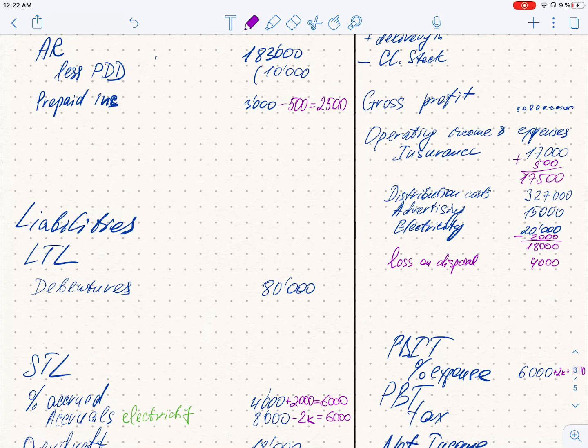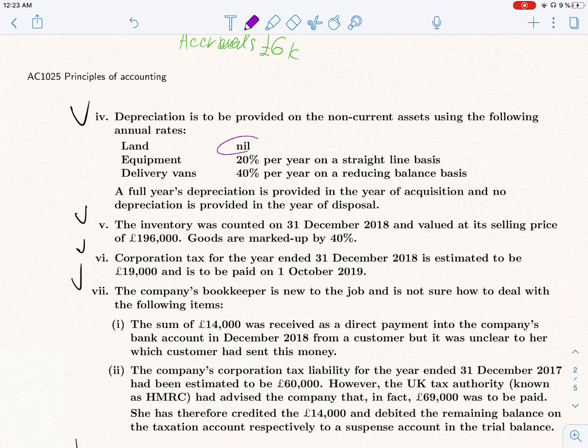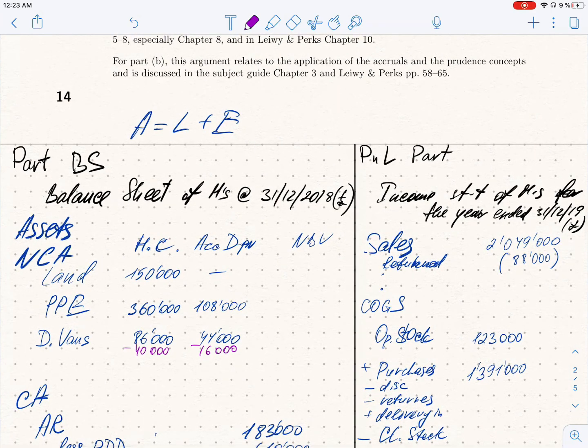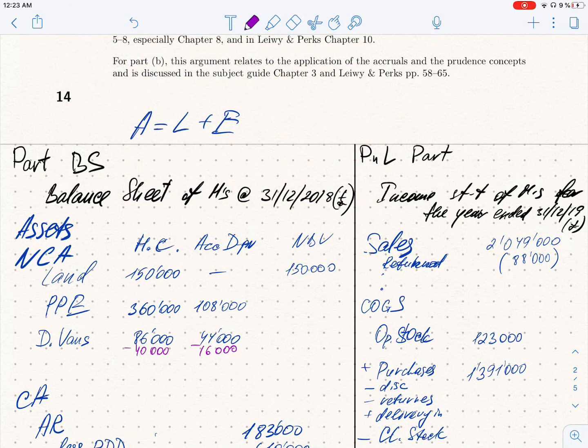Then we have to accrue for depreciation on other assets. The additional piece of information states that land would never be depreciated, equipment is to be depreciated on a 20% straight line basis, and delivery vans 40% on reducing balance. So let's deal with land first. The final amount of the net book value of land would be the same as the cost, £150,000. Property, plant, and equipment should be depreciated by 20% using straight line. So we simply multiply the initial cost by 20%, and that amount would be the depreciation charge for the year, increasing accumulated depreciation.